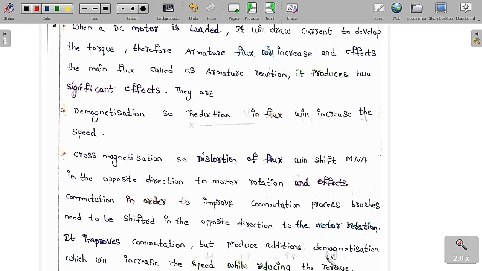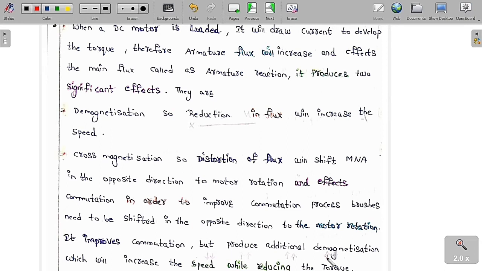So simply, in a DC motor, whenever a DC motor is loaded, the current is drawn and the armature current will increase. Whenever the armature current increases, the armature flux increases. So there is an interaction of the main field flux and the armature flux. It is called the armature reaction. Because of this, there are two significant effects. One is demagnetization: the resultant flux decreases, so the speed will increase.